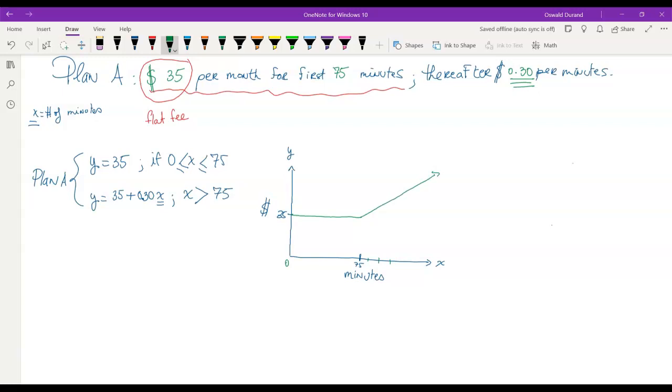Okay? And that's what happens. So here, $35 from 0 to 75. And then after that, at 80 it is 36.5, at 90 it is 39.5, and so on. Okay? So that's it. That's my explanation.